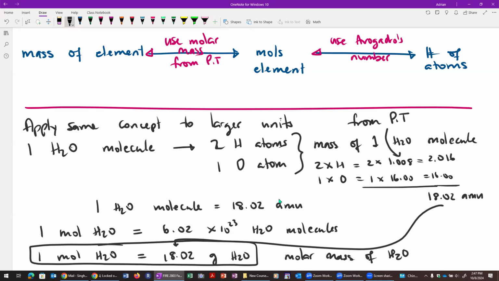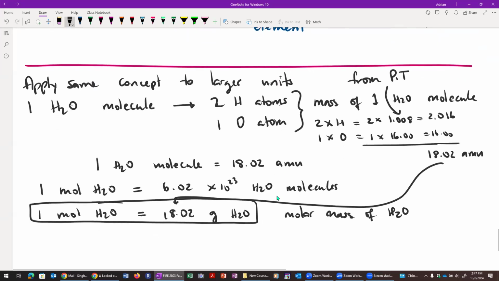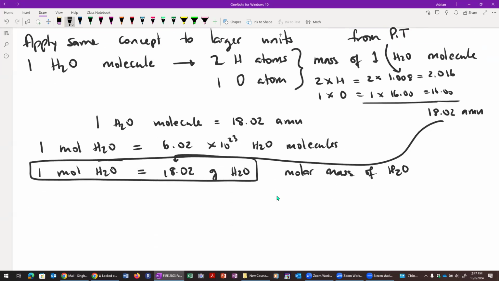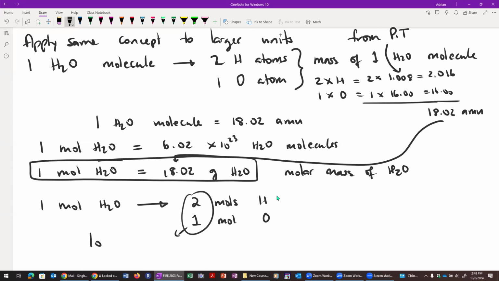Right, so the mass of 1 mole of water is 18.02 grams. Another way of looking at this is to say, if I have a mole of H2O, this means that it contains 2 moles of hydrogen and 1 mole of oxygen. To get these mole-to-mole ratios, we just look at the subscripts from the formula.